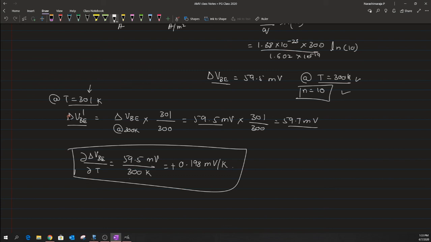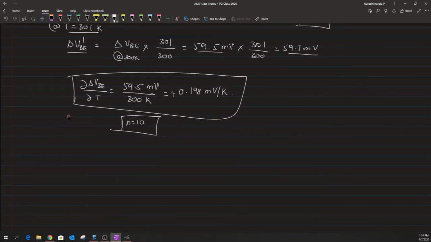And this is the case when we have the factor of n that is equal to 10. So it is not for any other different factors. This is the only thing that I always have to emphasize, that whatever values we have computed, 59.5 or 59.7, all these values are evaluated assuming that the ratio of current densities is taken as 10. So if we have a different value of n, then these values would change automatically. And even the slope value will change automatically.